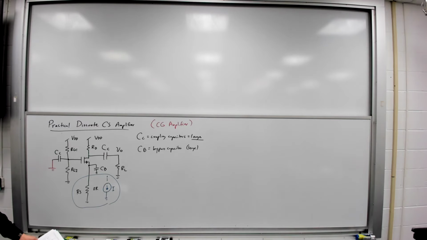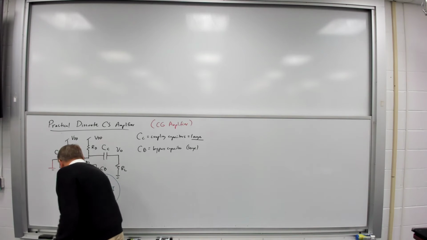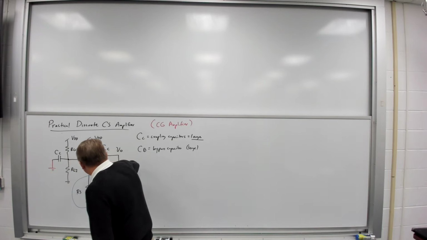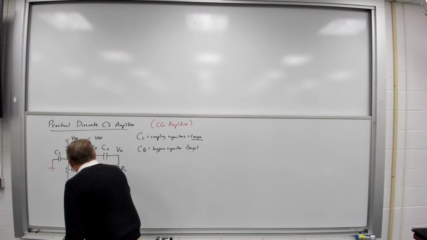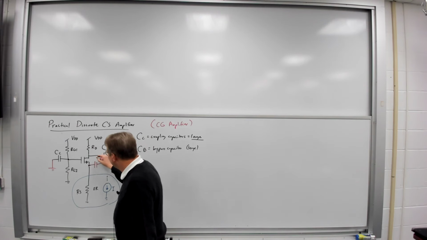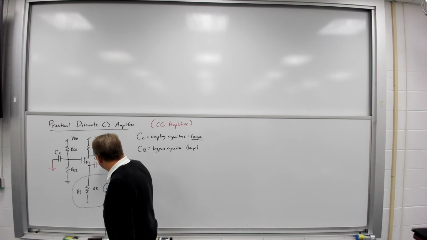There's no reason that it needs to be floating or anything. We'll just put it to AC ground. Makes for a more predictable common gate amplifier. Then I'm going to go down to this exact same circuit I did here. And that CB, that bypass capacitor, I'm going to lift up that bypass capacitor. And then I'm going to connect my signal source right here.